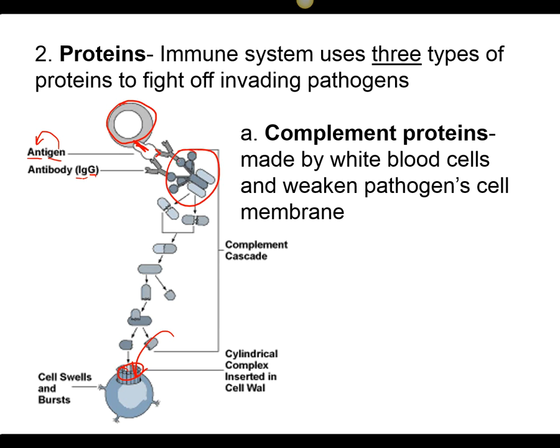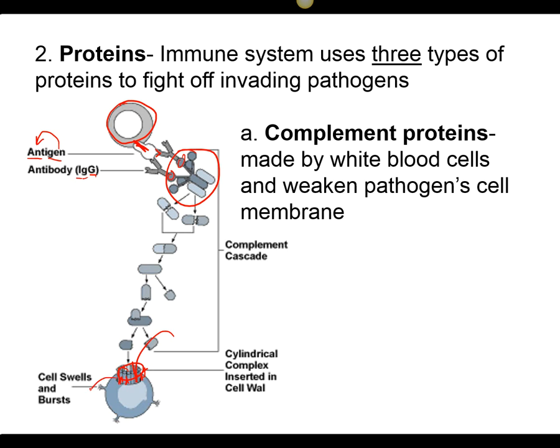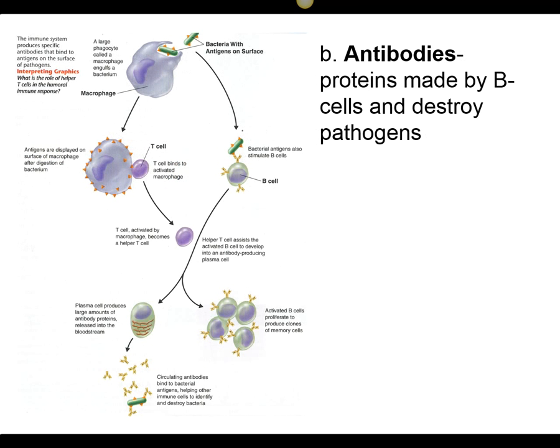And then it releases this structure that is just a bunch of proteins, right? And then they assemble themselves, almost like a Transformer. They assemble themselves into what we call a membrane attack complex. And then what happens is they put themselves in the cell membrane, causing it to burst. So it's one way we can kill things.